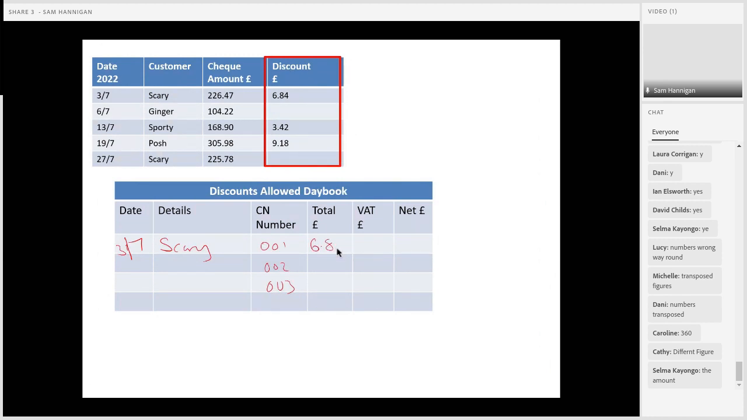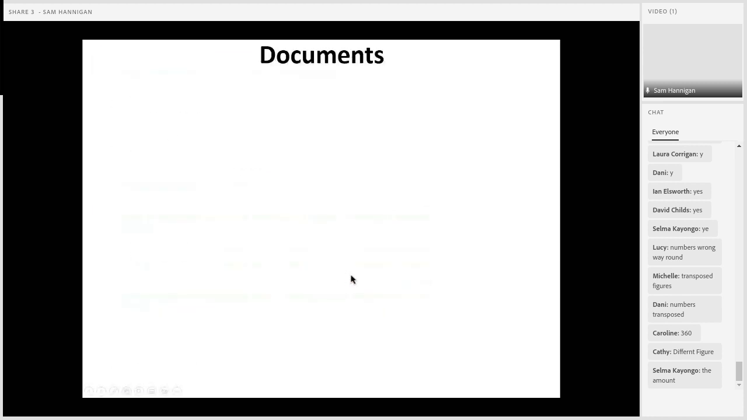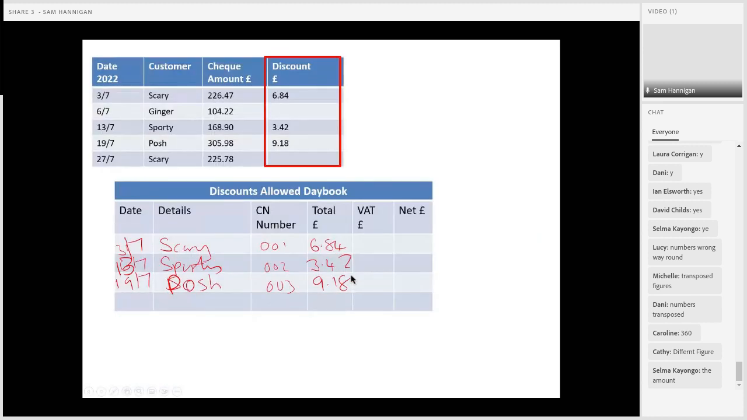Okay, so what I've got is on the 3rd of the 7th, Scary, total 6.84. Then I've got 6th of the 7th, 13th of the 7th, I've got Sporty. Because not everybody will take the discount. And 19th of the 7th, I've got Posh Spice, £9.18. You need to work out the VAT. Why does it keep doing that?